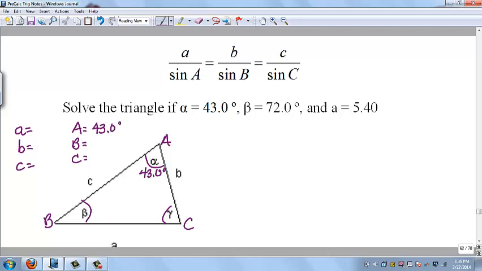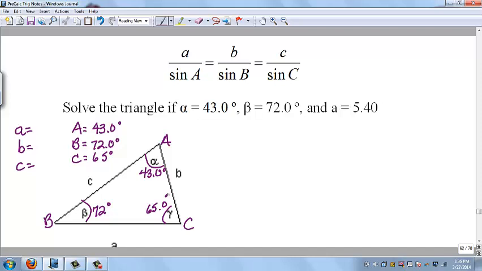And beta, or B, is 72 degrees. Oops, sorry, it's 0.0. And then angle C is easy to find because now I have two angles. If I subtract from 180, I find that angle C is 65 degrees. So this is 65. We should probably say 0.0 degrees because that is what it is. So now I have all three angles.